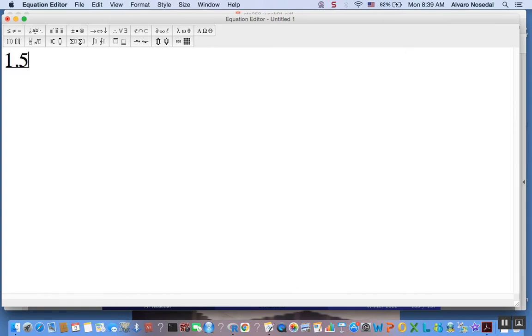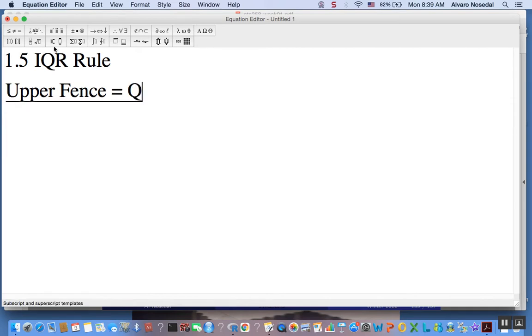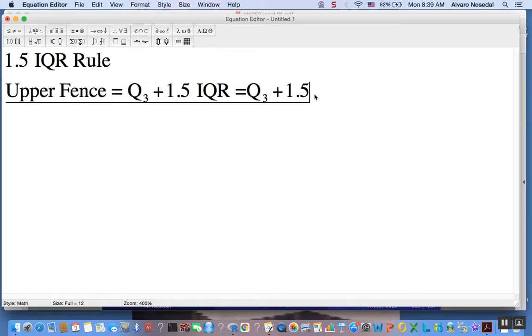So the 1.5 IQR rule. Again, we're going to have something called the upper fence, which is just Q3, the third quartile, plus 1.5 IQR. And again, remember that IQR just stands for the interquartile range, so it is just the difference between Q3 and Q1. Okay?